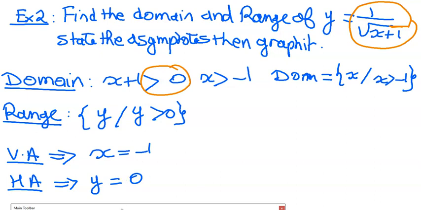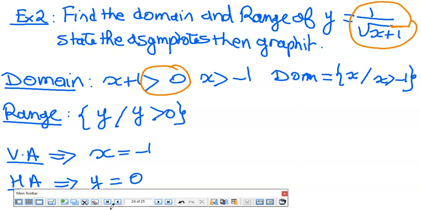Later on with the functions chapters, we will use the limits to find the asymptote. You will see it there. But it will be more complicated, because the function will be more complicated, not simple like this one.